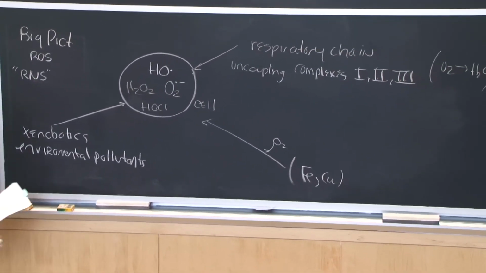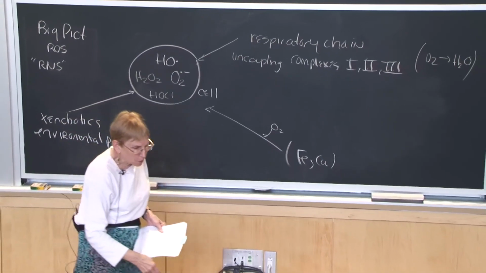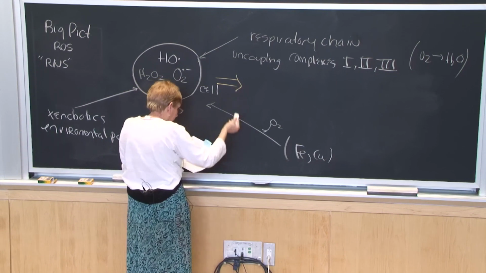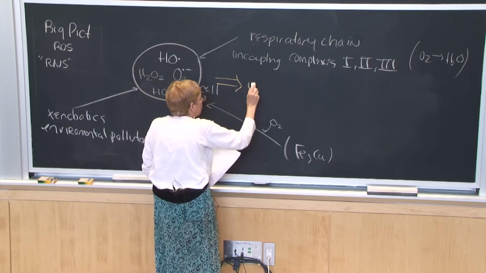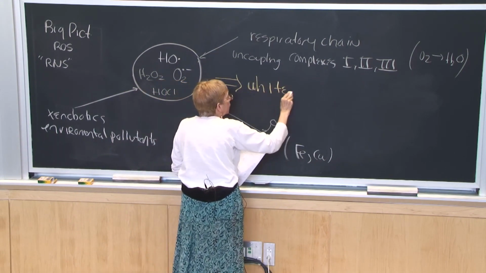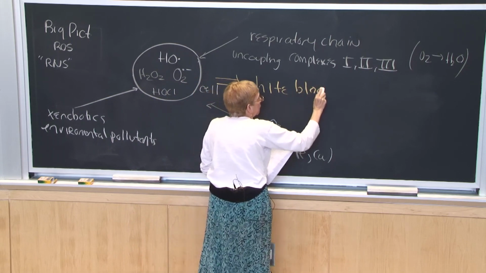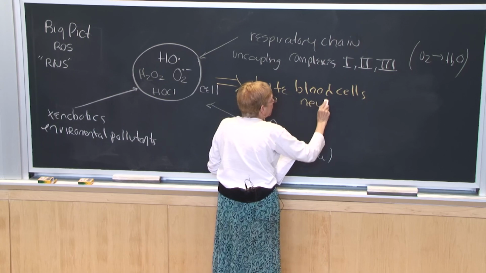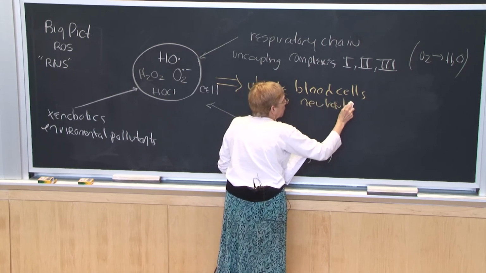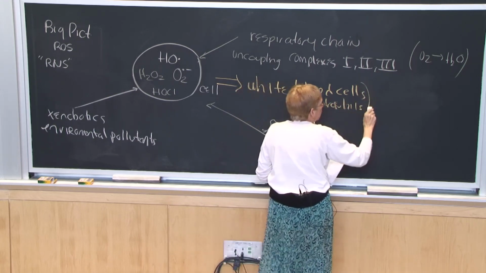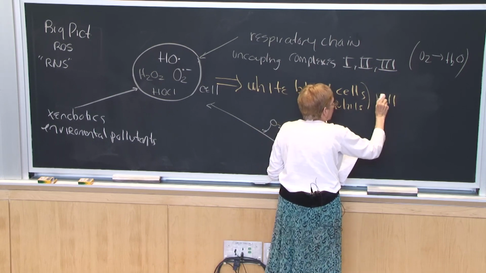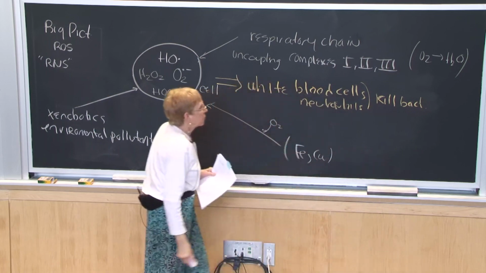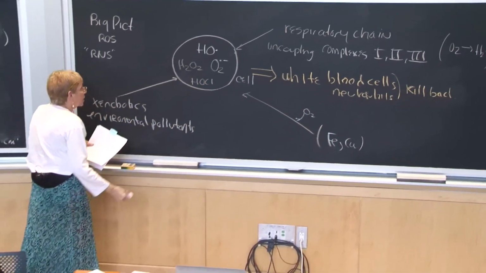What do we do with them? Okay, so there are some important things that we can do with them. Here it is. This is what I want. So one of the things we can do is we have white blood cells and neutrophils, and we kill bacteria or viruses or parasites. Okay, so that's one of the good things we can do with them.